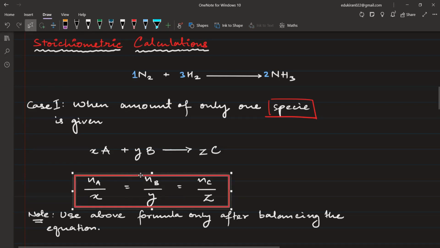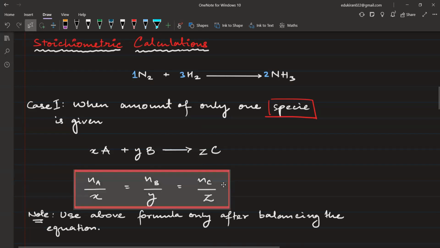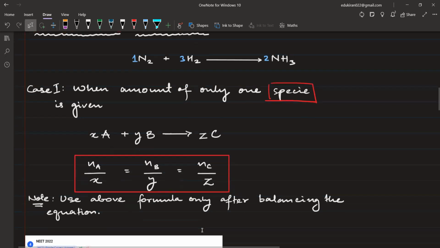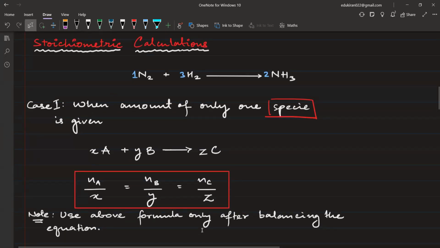So this is the only thing when the amount of one species is given. If you have been given the amount of more than one species, then we have to deal with limiting reagent. 11th standard concept of limiting reagent. Okay, so please write this down. Then we are going to do some questions.